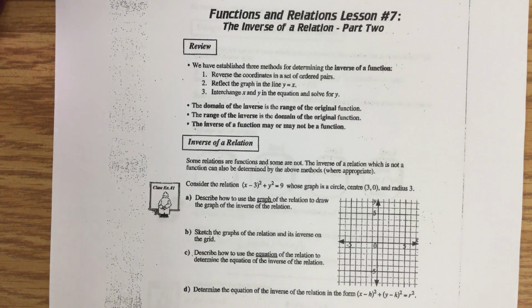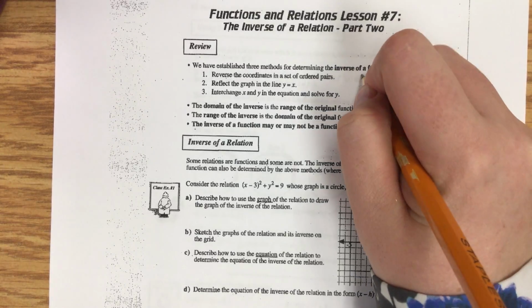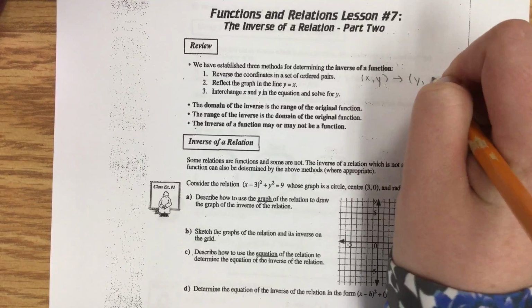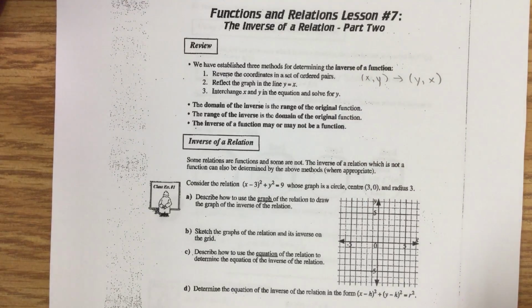This is Functions and Relations, Lesson 7, the Part 2 lesson to the inverse of the relation, and the very last lesson in this first unit. So yesterday we established a couple things. When we're looking at the inverse of a function, if you have a set of ordered pairs x, y, they are getting switched and becoming the ordered pairs y, x.